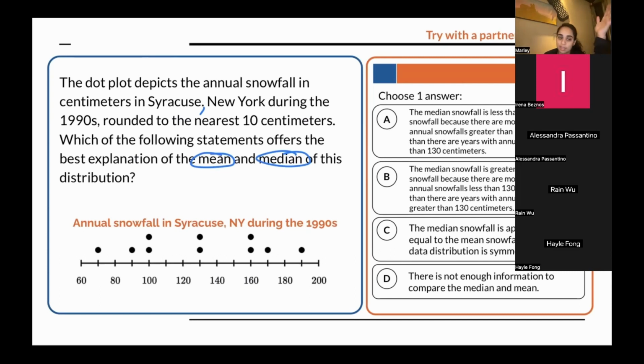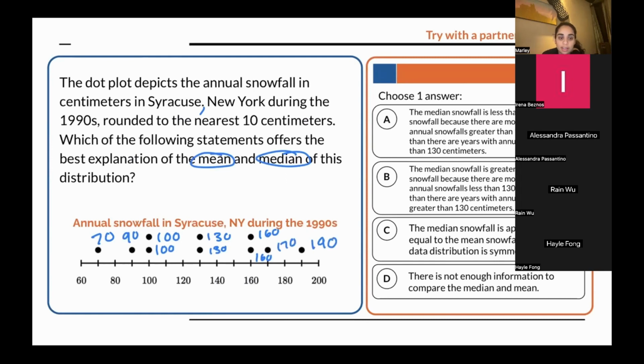And so not enough information is sometimes an answer choice, but we want to try first. So I can see 130 is important. What I would do is actually find the mean. And so this is 70, this is 90. These two are 100. These two are 130. This is 160, these two. This is 170, and this is 190.